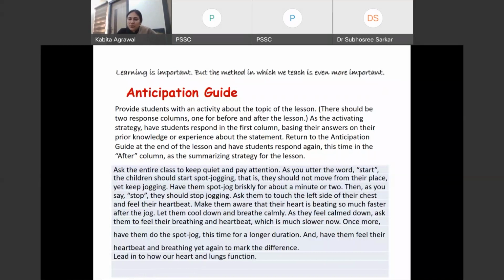Let them cool down. Again, you ask them to jog, and this time maybe for a longer duration, and faster, and then again relax them. Again, they feel the difference, which is much greater, and you make them understand which time the heart was beating faster, then or now, leading to the discussion of how our heart and lungs function.